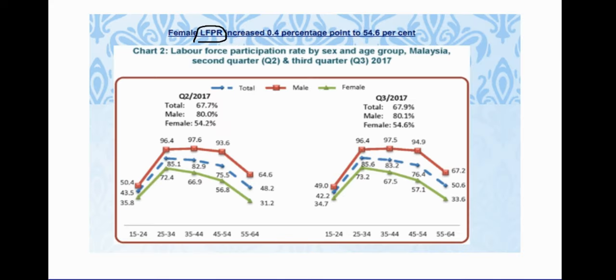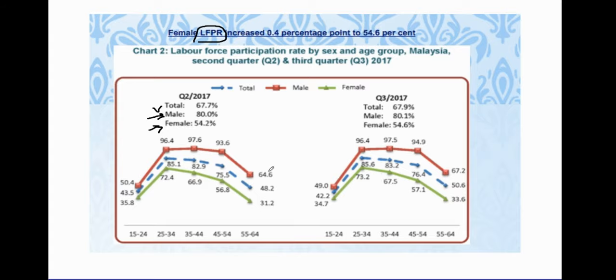Therefore, in this diagram, you can see that we can calculate the labor force participation rate according to different categories. For example, you can calculate the total labor force participation rate here, or you can look at the labor force participation rate according to male or female. By the way, the left side diagram is for Q2 2017, while the right side diagram is for Q3 2017.